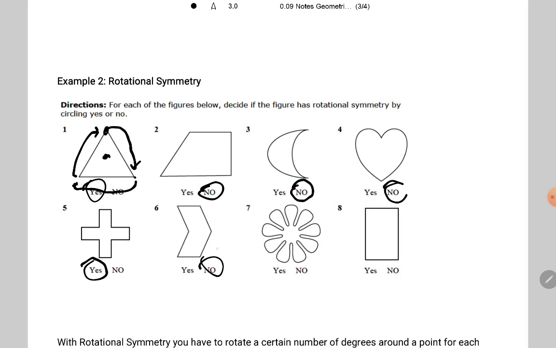Number 6, no. Yes, on the clover. You can spin that around quite a few times. And same with the rectangle. Now the rectangle, if you rotate it this way, does not look like the original picture, but when you go upside down, it's the same.